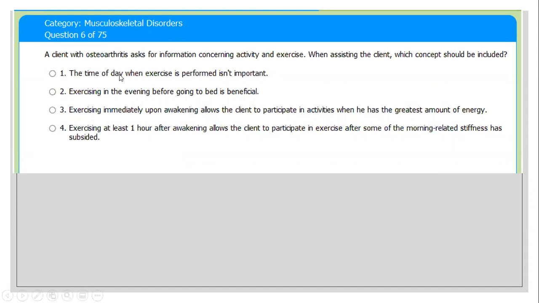Number one, the time of day when exercise is performed is not important. Number two, exercise in the evening before going to bed. Number three, exercising immediately upon awakening allows the client to participate in activities when he has the greatest amount of energy. Number four, exercising at least 1 hour after awakening allows the client to participate in exercise after some of the morning-related stiffness has subsided.